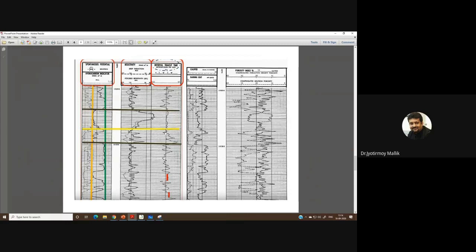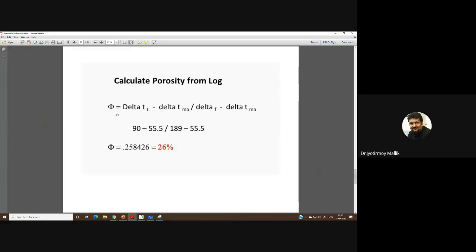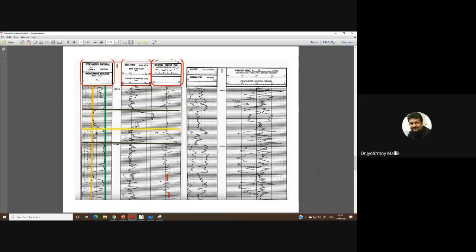If we do that calculation, we should be able to calculate porosity. Say, for example, I try to calculate porosity in this interval, which is sandstone. My reading is 90. For delta T matrix, because it is sandstone, I am using 55.5, and delta T liquid, as I have said, is around 189. By doing this, I can calculate the porosity to be around 26%.